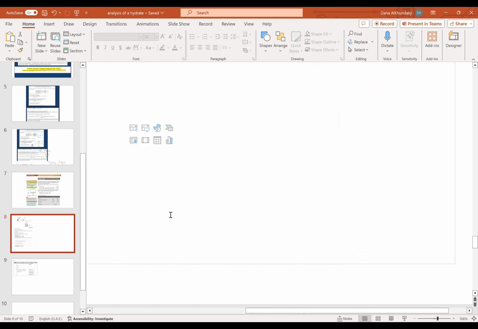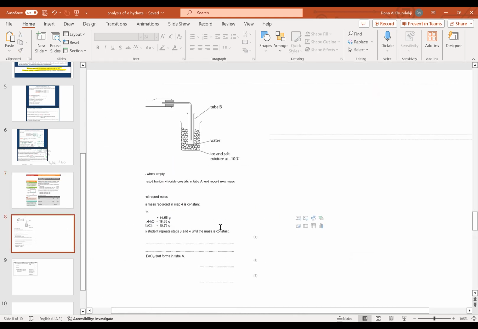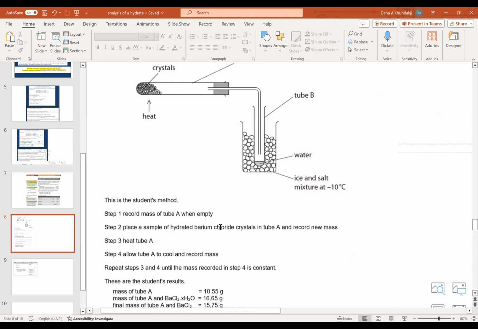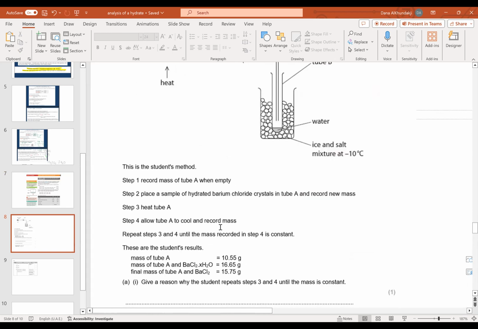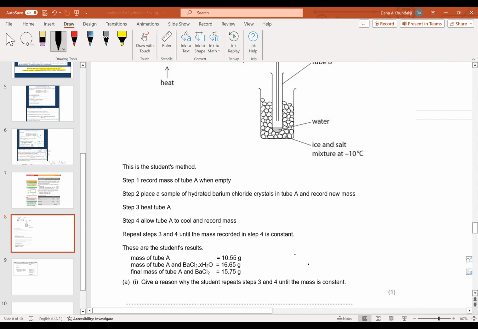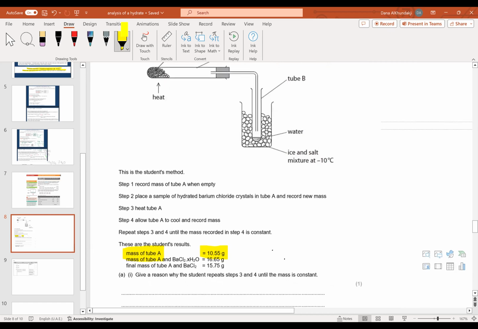Okay, now let's go back to this question, this past paper question, where it says record the mass when it's empty, and if you look at the data, this is basically the mass when it is empty, 10. And then you place it, you heat it, and you allow it to cool, so you dehydrate it, in other words, and then when it cools down, you measure its mass.